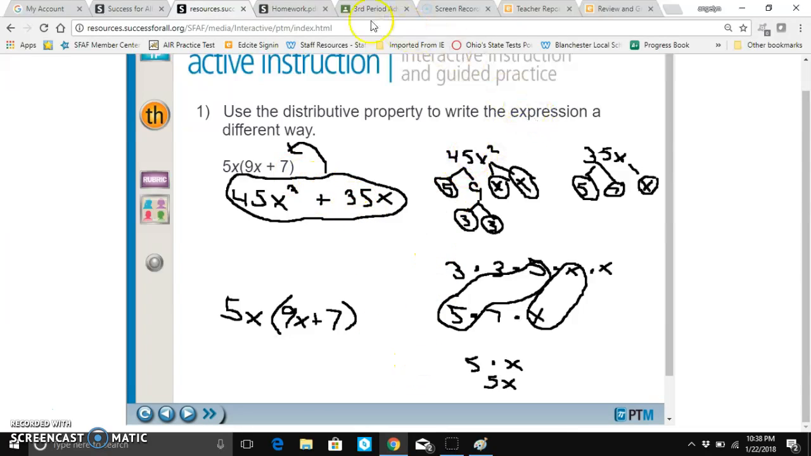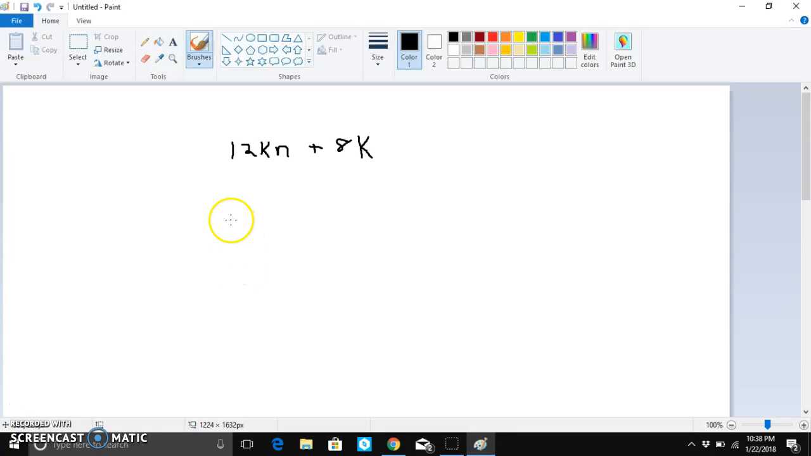Okay, next example. I'm going to grab a problem here. So here's example 2. We have 12kn plus 8k. How can I rewrite this problem a different way? Now remember, we're going backwards for the distributive property, so it should look something like this.